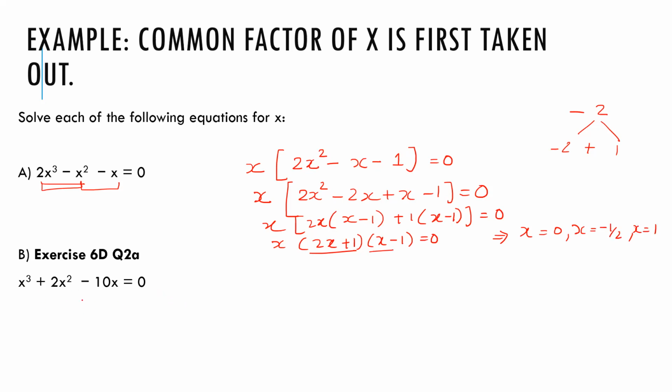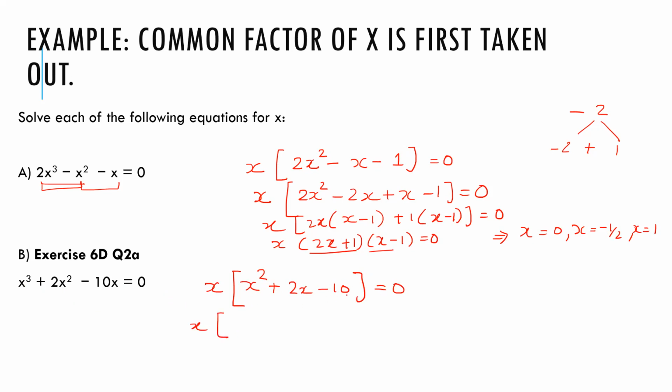So this is another example from exercise 60. We are taking out the common factor. You can see all the three terms have x, so I can pull out that x, and then that leaves me x squared plus 2x minus 10 equals 0. And then you factorize.